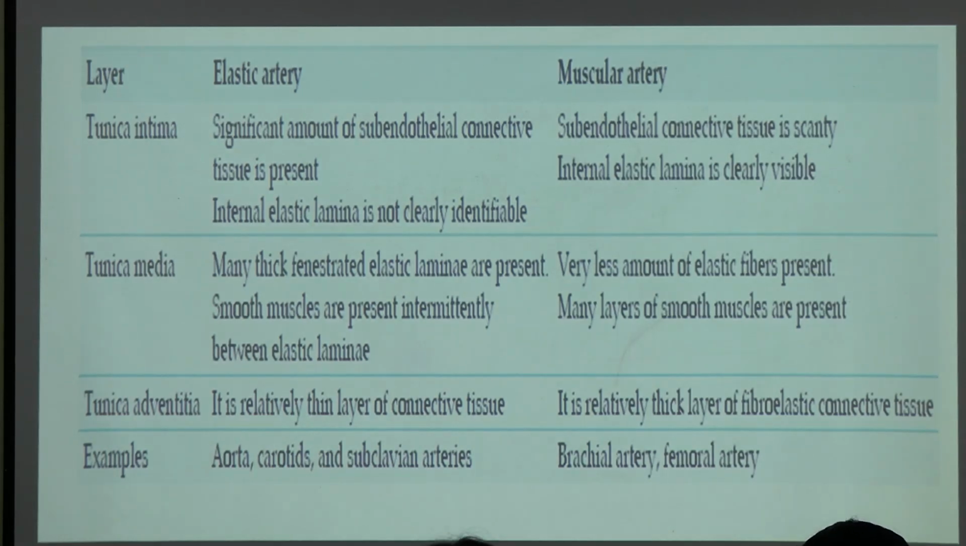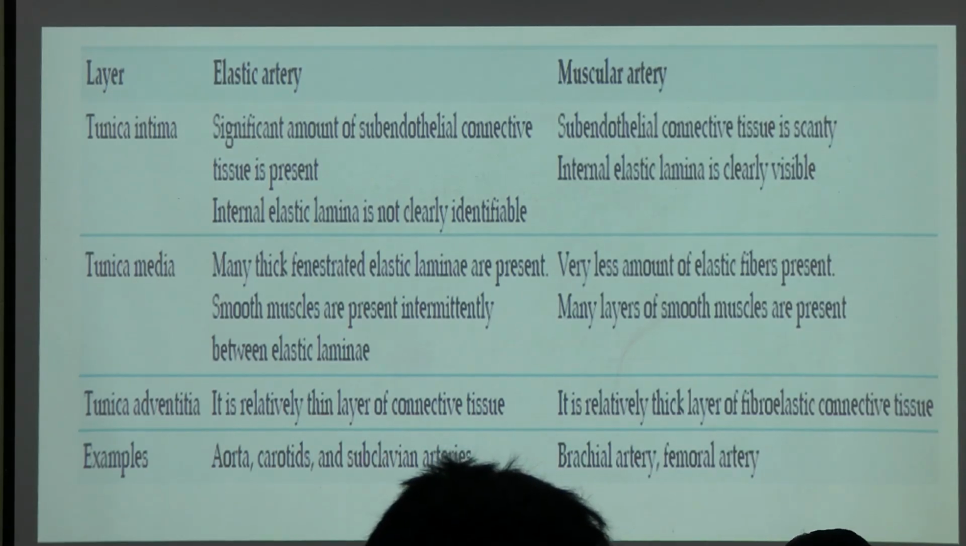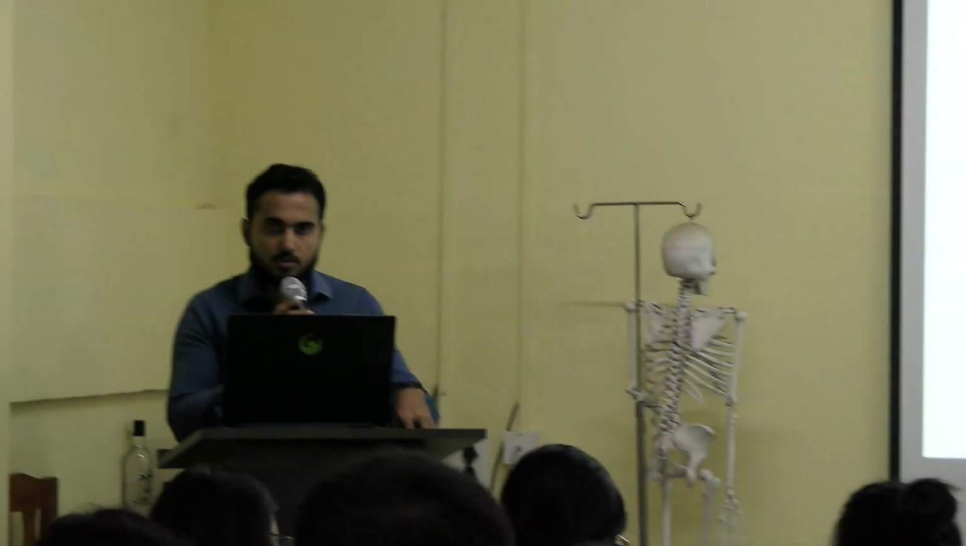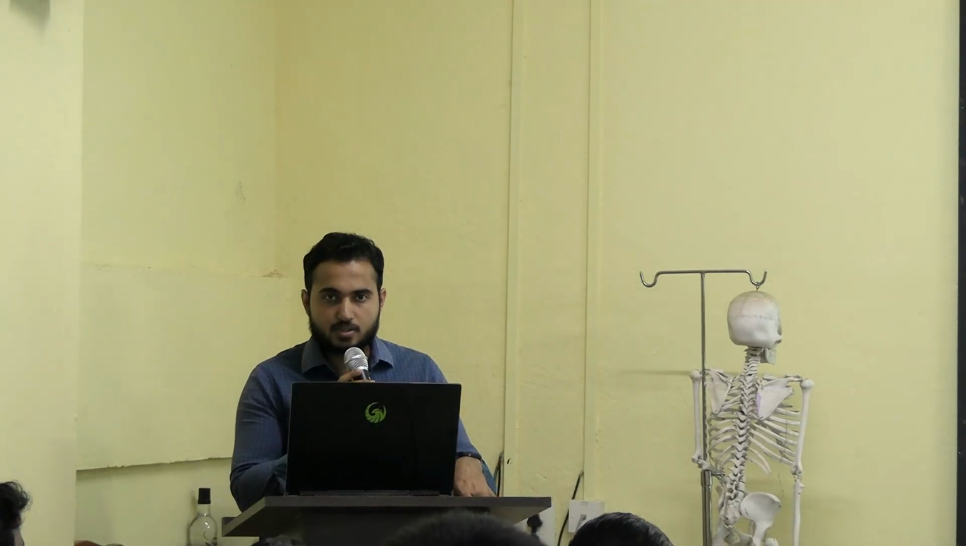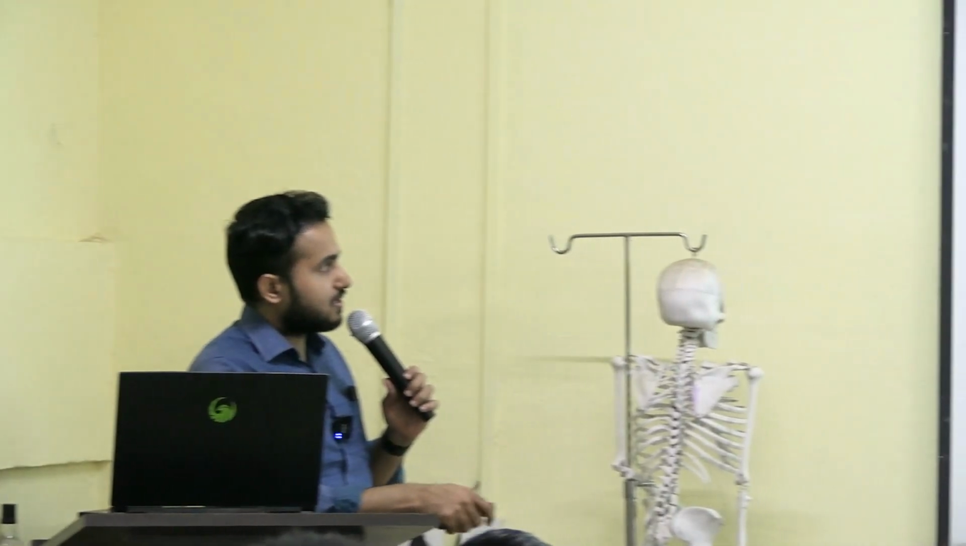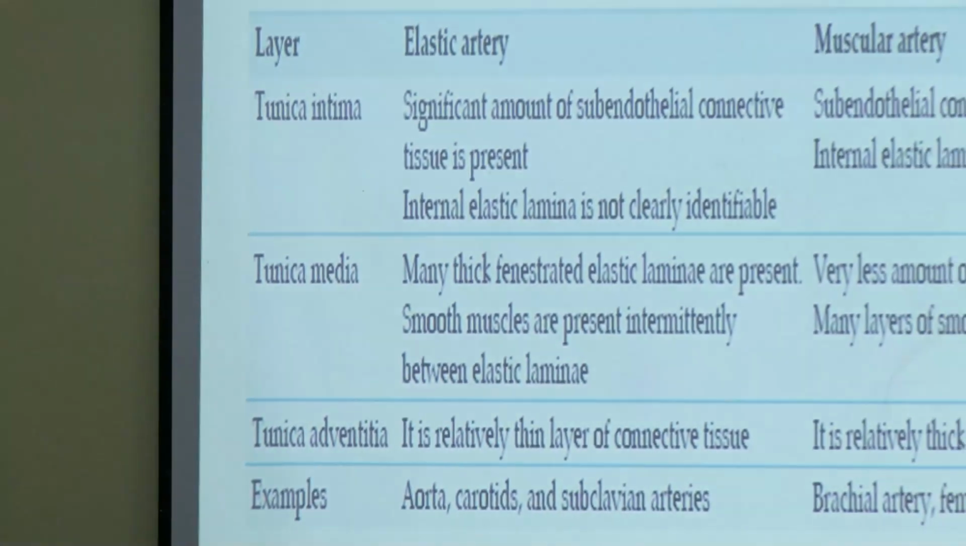And do you remember I have asked you about the examples? This is the examples of the elastic artery, this is the examples of the muscular artery. You must give an example. Whenever you are writing about the histology of elastic artery or muscular artery, once you explain everything, draw the diagram, and you have to write the examples, at least 2 examples. So here you can see the example. About each and every layer, what are the differences? It is mentioned over here. Just go through it, you will understand.